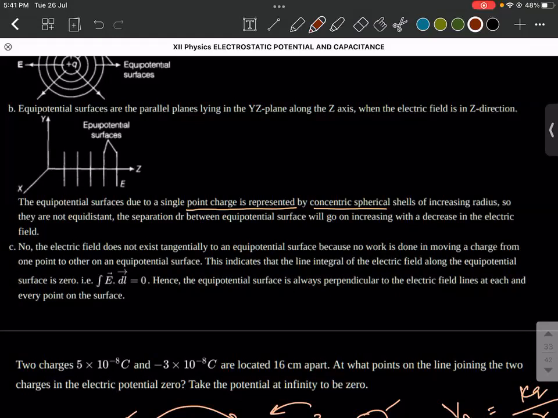Is it clear? So the separation between equipotential surfaces will increase. And why is it happening? Because of the decrease in the value of the electric field. Why is it decreasing? Obviously, it is inversely proportional to R square. Right.